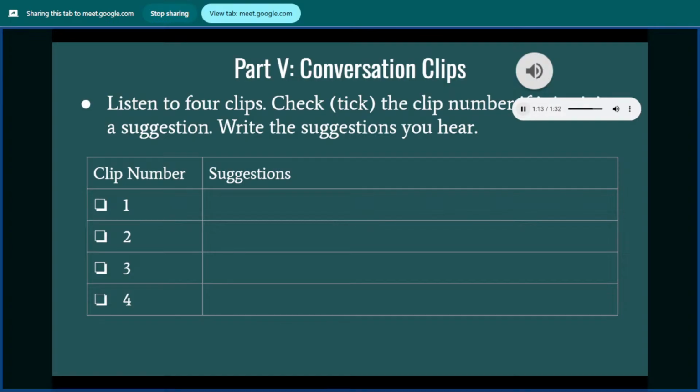Clip 4. Well, I've never been a huge fan of outlines, but maybe it's time to start using them. Yeah, try using one for your Impressionist paper. Outlines help you plan out whatever you need to write, and they can speed up the writing process.